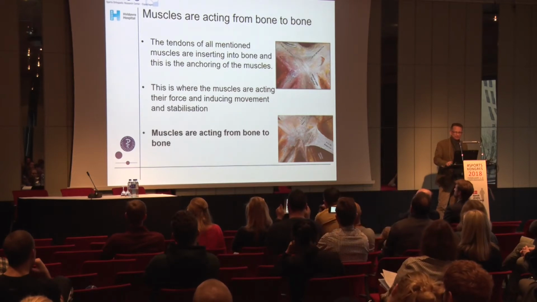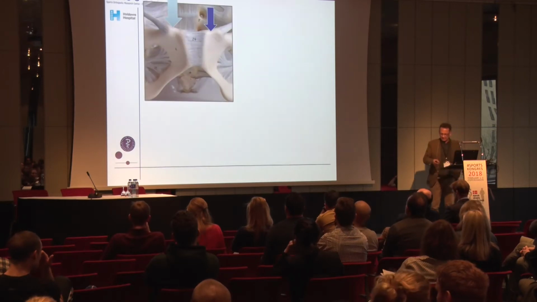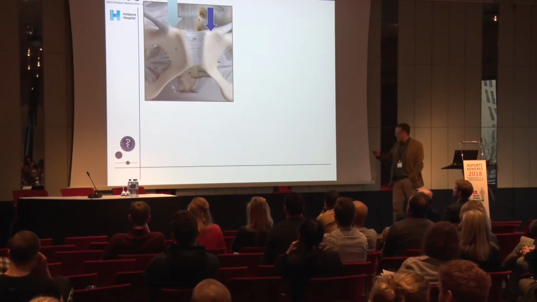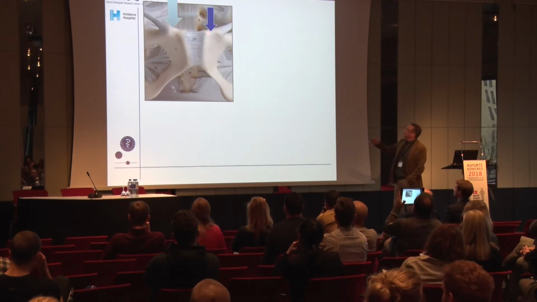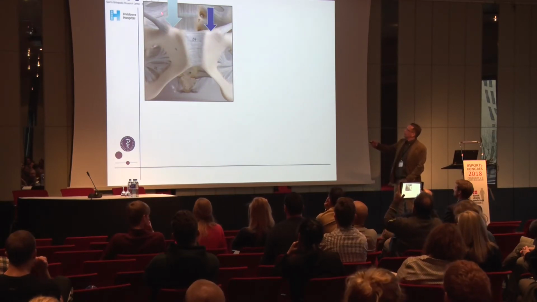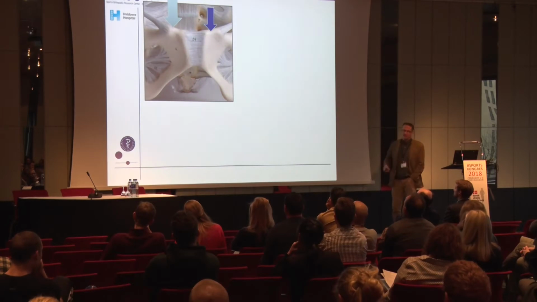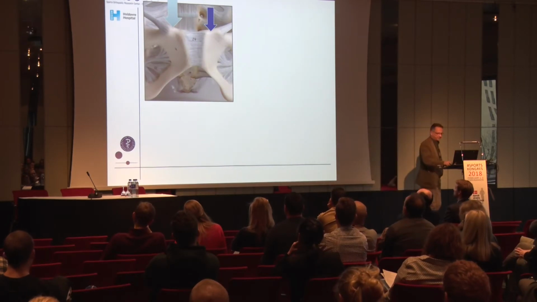I just said that before, they are acting from bone to bone. So if you look at this, for instance, we have here the pubic tubercle, where you have the conjoined tendon of the transverse abdominis and the external oblique. You have here in the front, more medially, where the rectus abdominis is inserting.